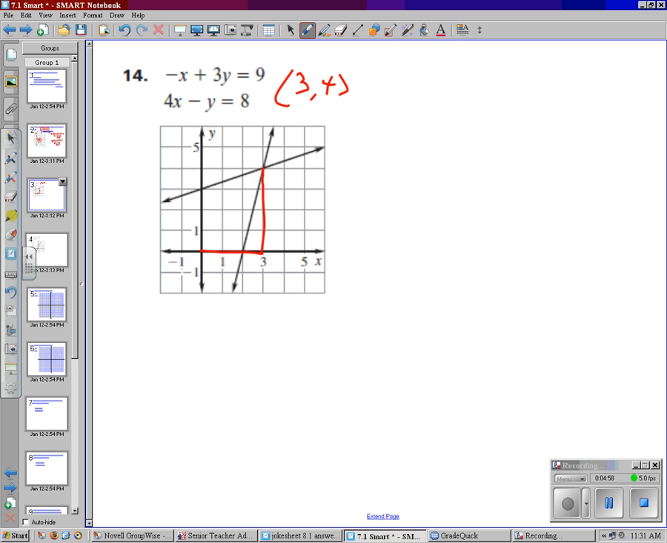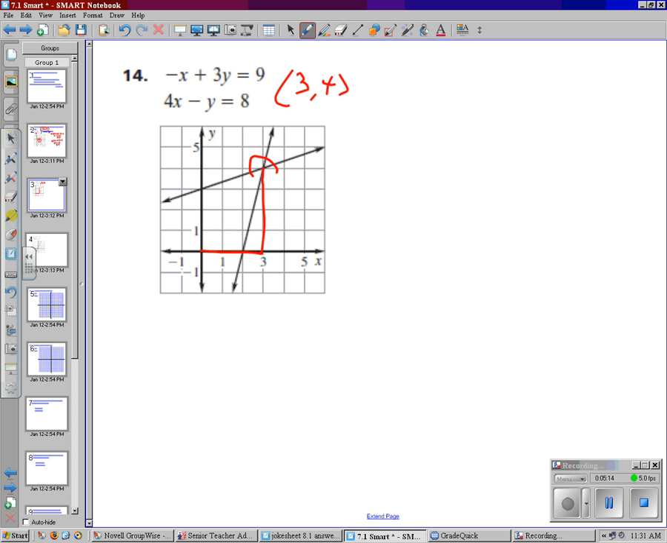This is going to be the opposite of x, which is -3. And what's 3 times 4, class? 12 plus a negative 3? 9. Okay, that works. 4 times 3 is minus 4, gives us the 8 there. That also gives a true statement.